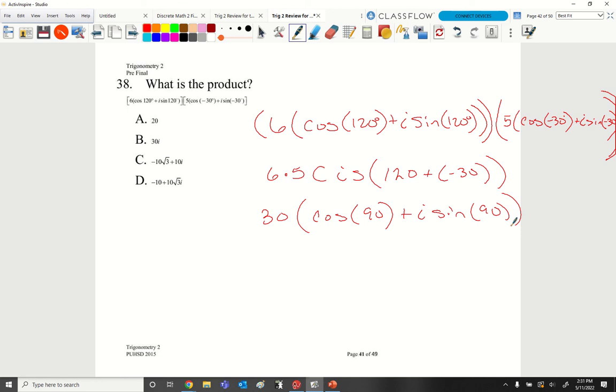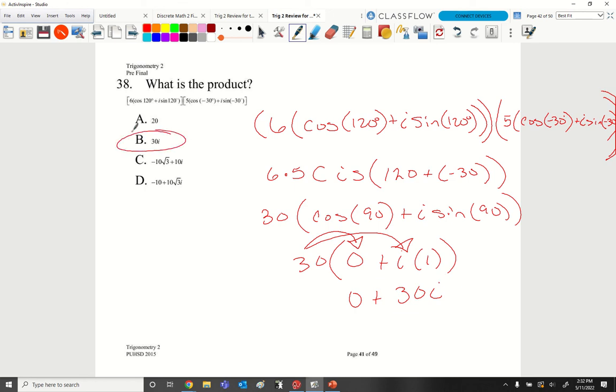What is cosine at 90? Because I'm going to turn this into rectangular. Cosine at 90 is 0. Plus I, what is sine at 90? 1. And distribute. 0 plus 30I. So 30I. So if you can't figure it out on the calculator, because you're just going to take an L, do it by hand. It's in 8.3.